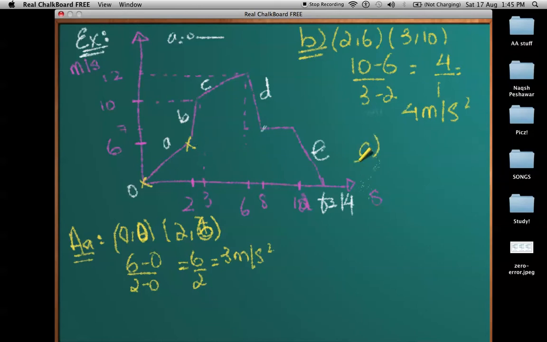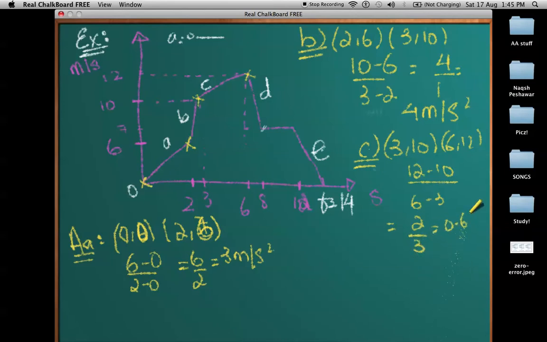Now part C. Let's talk about part C. Again, the gradient would give us the acceleration. It's easy. Let me just quickly take the points 3 and 10, this point on this line and this point on this line, 6 and 12. So 12 minus 10 over 6 minus 3. I predicted a positive gradient and that this would be less than B. This would give me 2 over 3, which is obviously 0.67 meters per second square. So here it's increasing at an acceleration of 0.67 meters per second square. Although it is accelerating, the acceleration is less than B, as we predicted because of the steepness of the gradient.